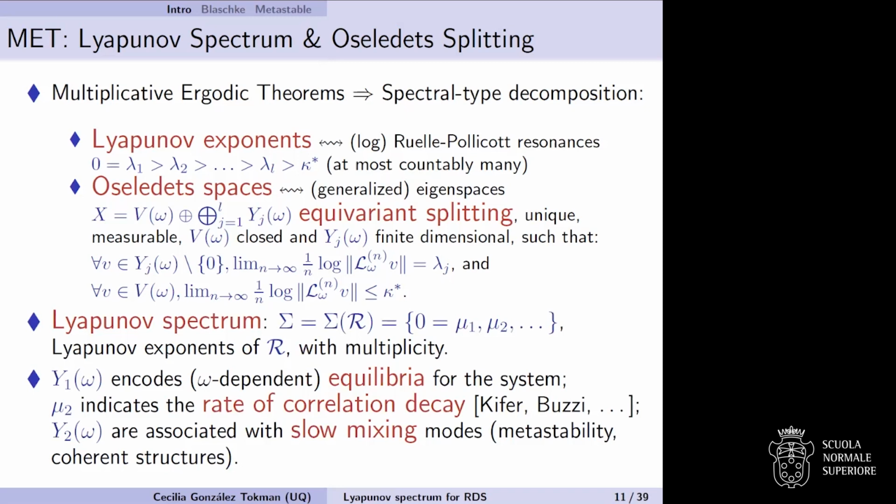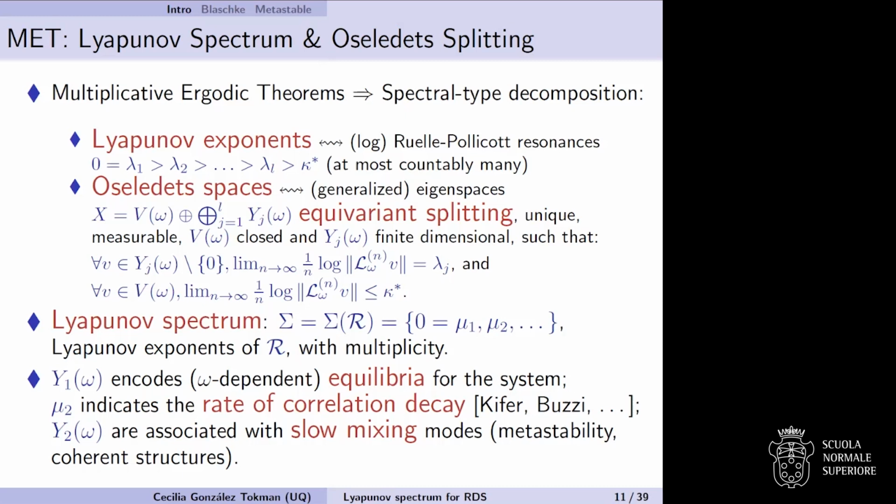And again, similarly to how the peripheral part of the spectrum tells us information about the long-term statistics of the dynamical system, the leading part of the Lyapunov-Oseledets decomposition tells us about the long-term dynamics of random dynamical systems. For instance, going back to Kifer and Buzzi, the first Oseledets space encodes long-term equilibria for the system. The statistical properties of observables are encoded in measures which are pretty much encoded by this first Oseledets space. If mu2 is less than 0, we have exponential decay of correlations.